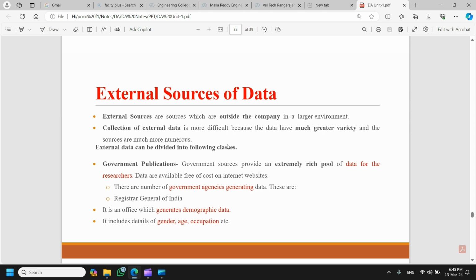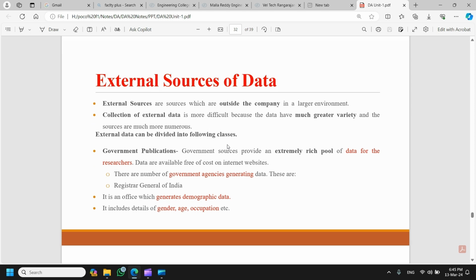Next is external secondary data. External source data comes from outside the company, a large environment. Collection of external data is more difficult because there is a much greater variety of sources, and they are more numerous. External data can be divided into the following classes. Government publications are there, which are extremely rich. Data is available to the researcher free of cost from internet websites.